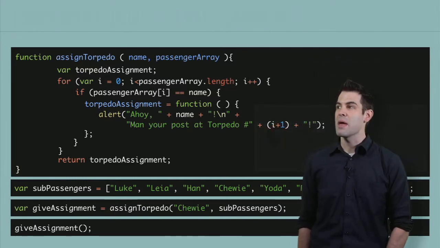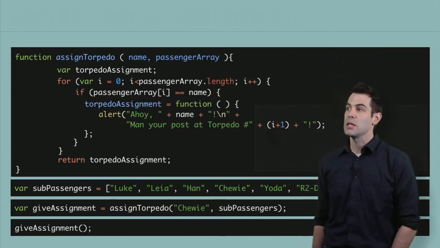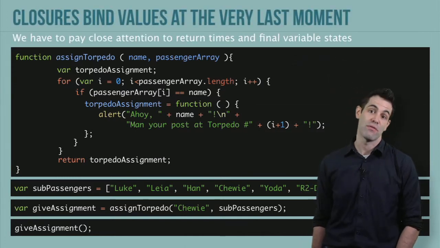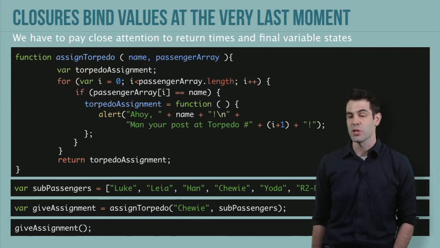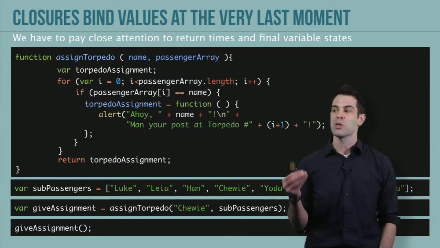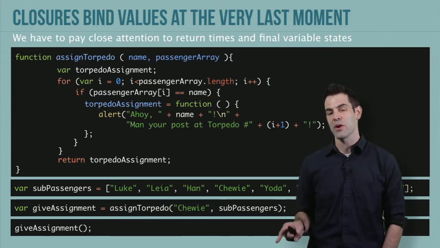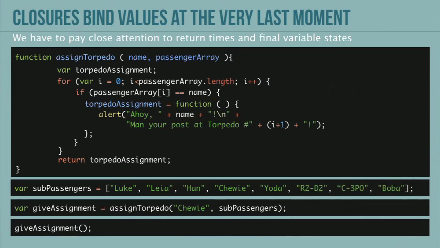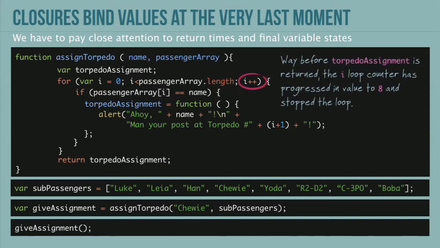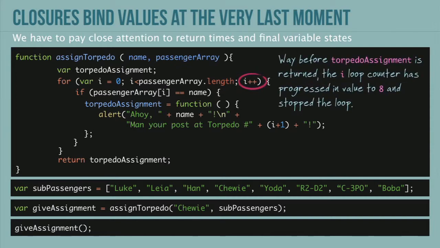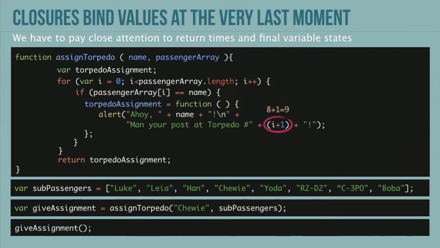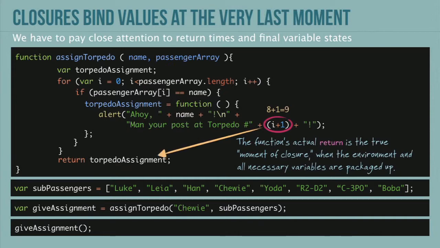So the mistake that we made here is not knowing that closures bind values at their very last opportunity. It's really important that we pay attention to when we return our functions and the final variable states that happen when we do the return. So way before torpedo assignment ever gets returned, the i loop counter has progressed in value all the way to 8 and stopped the loop. What happens then is that 8 plus 1 happens to be 9 when the torpedo assignment variable is returned.